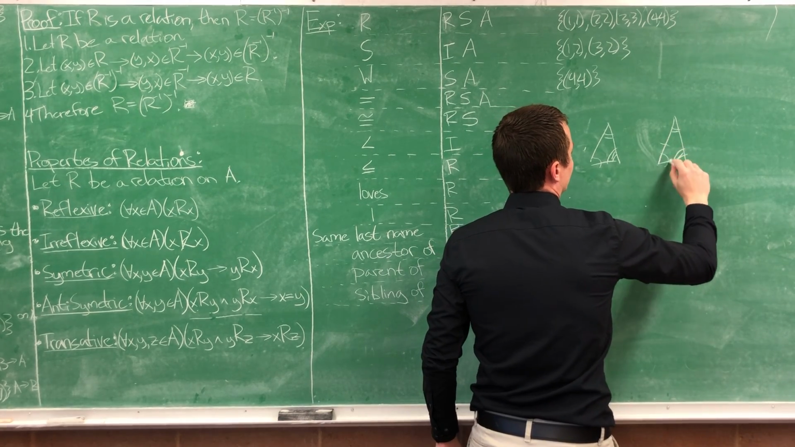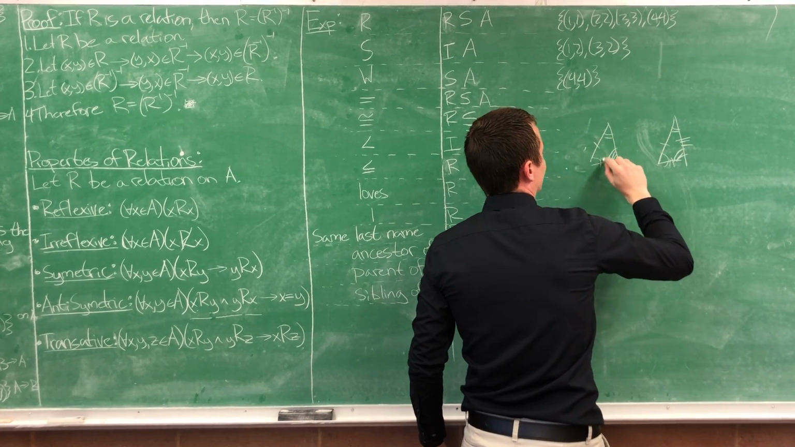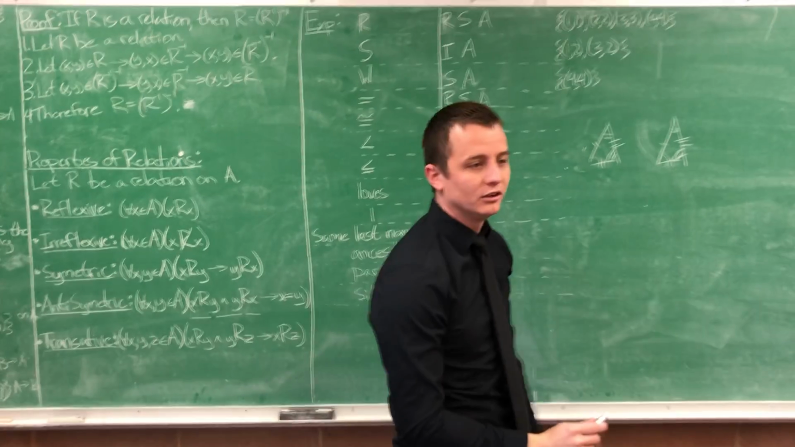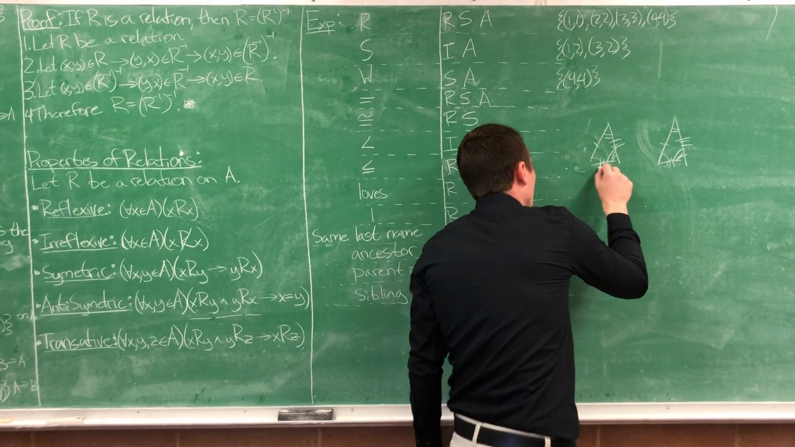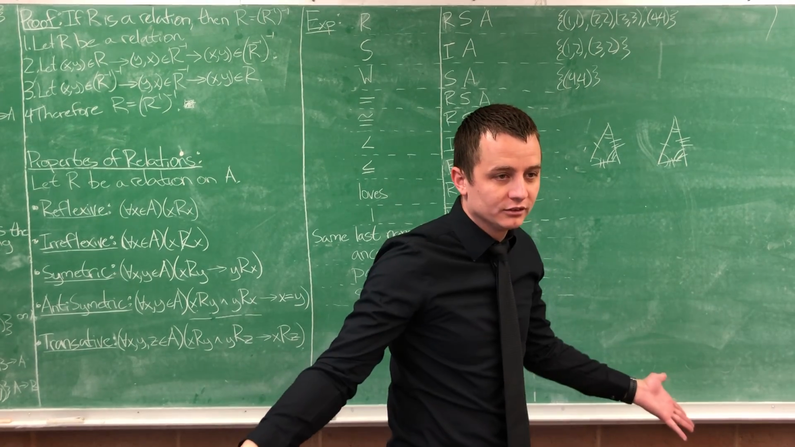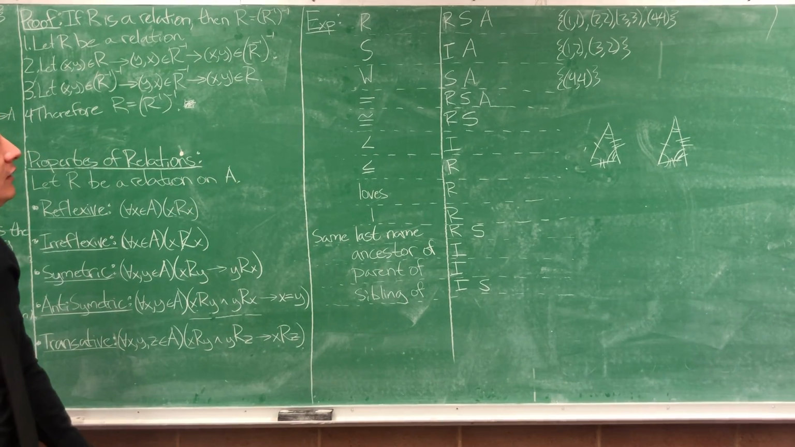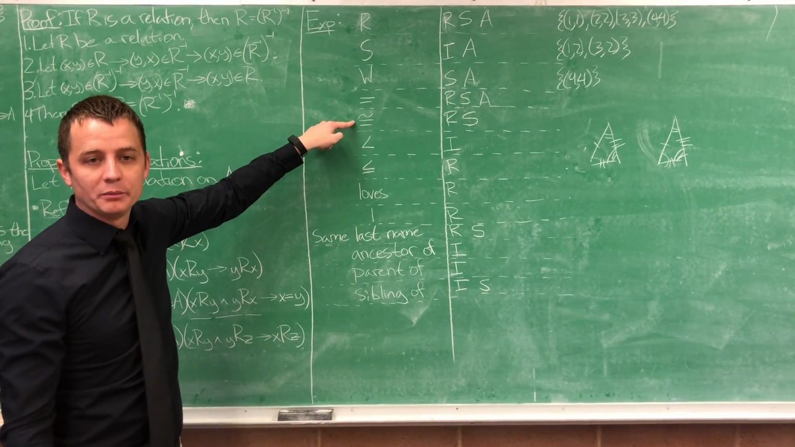I have one of these sides. Whatever. There we go, 2 congruent triangles. Are those the same triangle? No! One's right here, one's right there. We have 2 triangles. They can't be the same triangle. Alright. So this one is not anti-symmetric.